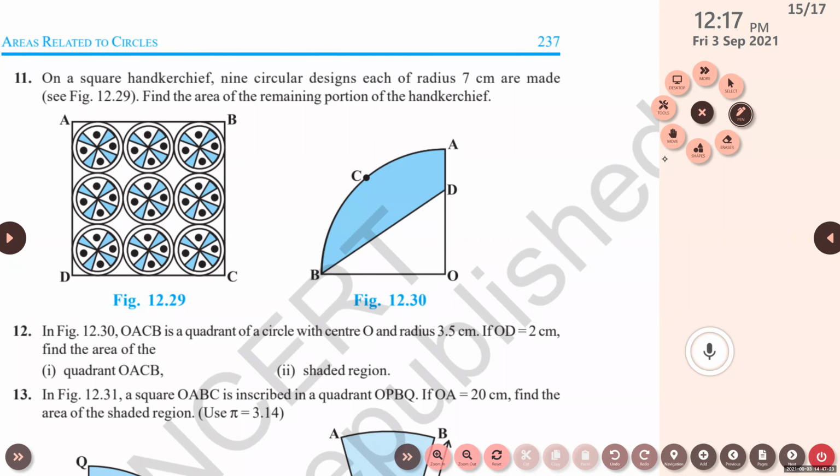A square handkerchief, 9 circular designs, each of radius 7 centimeter. I'm going to draw on that too. Draw a small figure. Find the area of the remaining portion of the handkerchief. Simple question. Here we have a square handkerchief and 9 circles. We need to find the remaining portion of the handkerchief. These are the remaining portions, the shaded region. How will we get the area of the remaining portion?